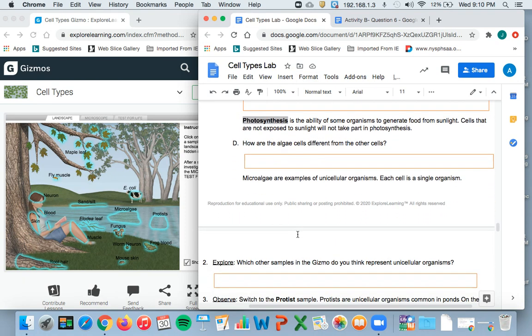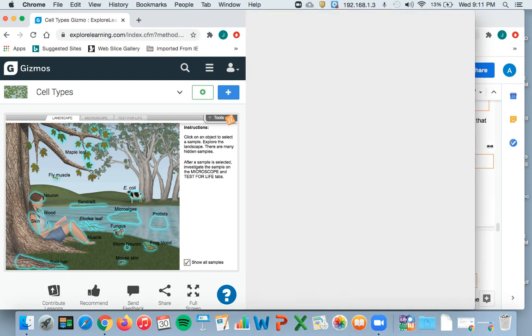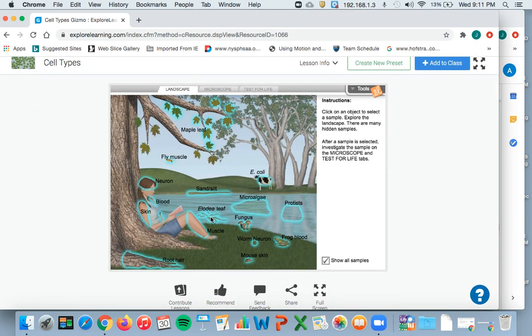Okay, our very next question, and the last question we're going to do right now, is question 2. What other samples in the Gizmo do you think represent unicellular organisms? Unicellular, meaning they are only one cell. All right, so let's look at our Gizmo. I'm going to make this a little bit bigger. There we go.